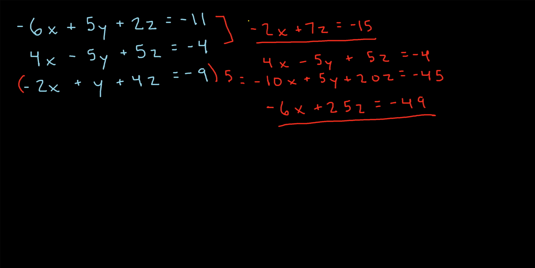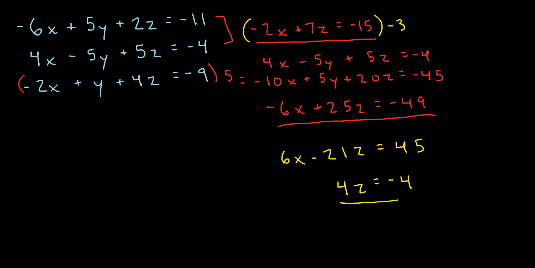So if we notice, if we multiply this first equation by a negative 3, we could get a positive 6x, which would cancel out with this 6x right here. So let's do that. So we'll get negative 2x times negative 3, that's positive 6x. Negative 3 times 7z is negative 21z. And negative 3 times negative 15 is 45. So now if we add these two equations together, the x's will cancel out just like we planned. And then we have 25z minus 21z, that's 4z. And then negative 49 plus 45 is negative 4.